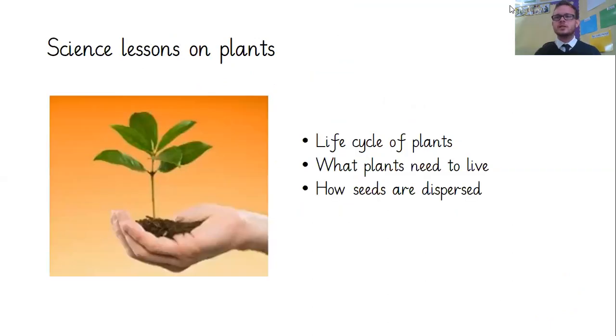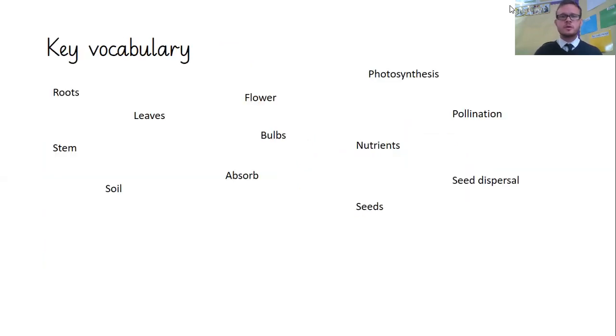Okay, so like I said, what we're going to do in the next couple of lessons, we're going to learn about the life cycle of plants. We're going to learn about what plants need to live and how seeds are germinated, dispersed, and pollinated. So here's a few keywords. Like I said, the words for science, the vocabulary is so important.